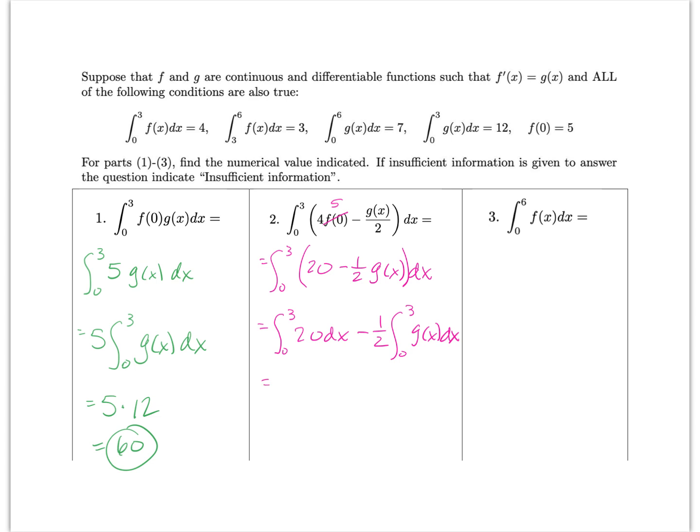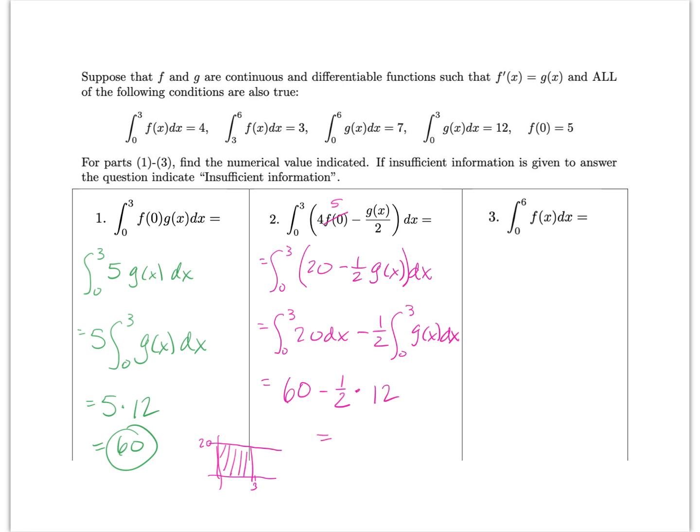So for the integral from 0 to 3 of 20, we could draw a quick picture to tell us how to do that. So here's the function 20, 0 to 3. It's just this rectangle, and the area is 60. So this is 60 minus 1/2 the integral from 0 to 3 of g of x dx, which I know is 12.